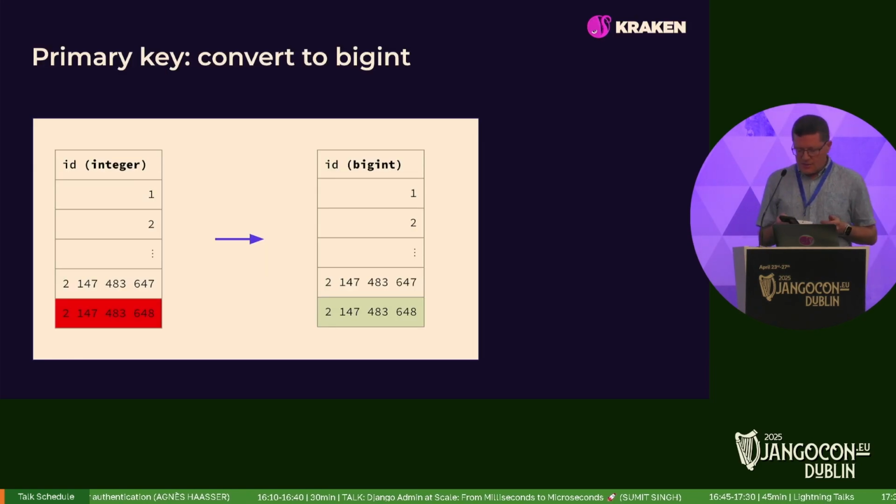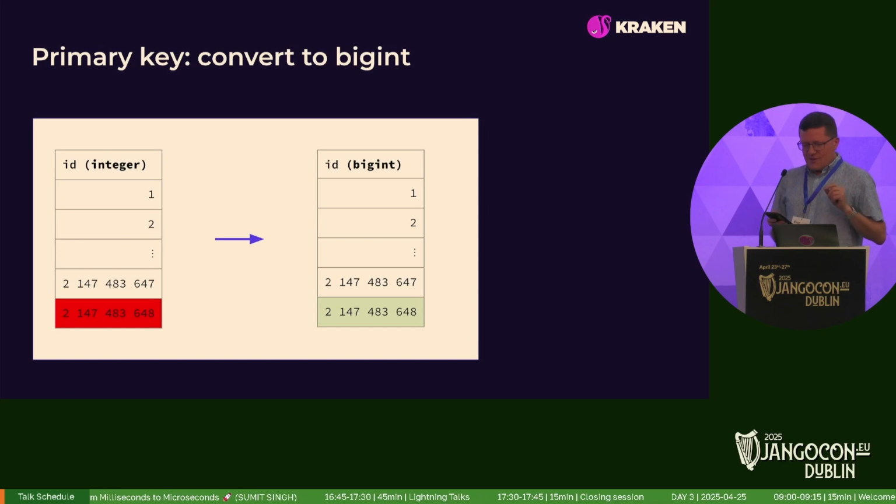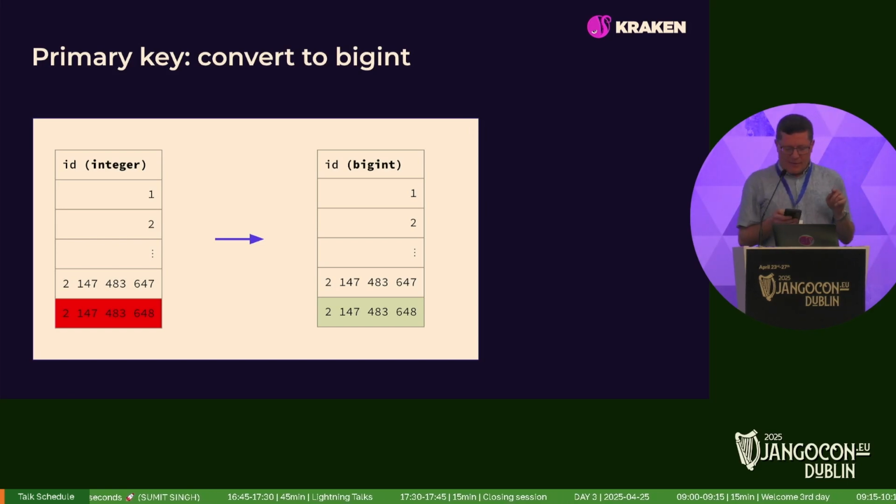Here's a slide from Wednesday's talk. If you need to convert a primary key to big int, you'll need to make sure you do it before you run out of primary key values. And that's the red thing on the left. Remember, if you hit the 2 to the 31 minus 1 limit, every insert into the table will fail. But what if you're imminently going to hit that limit?